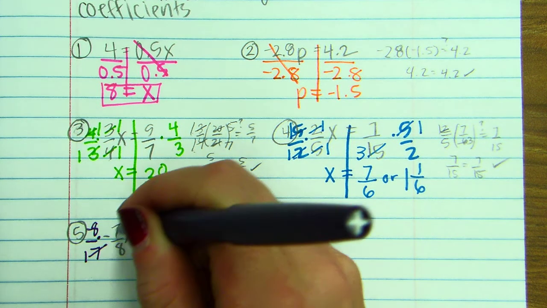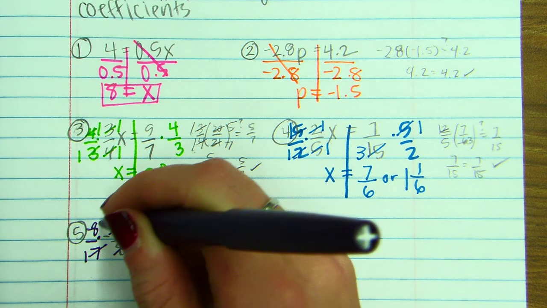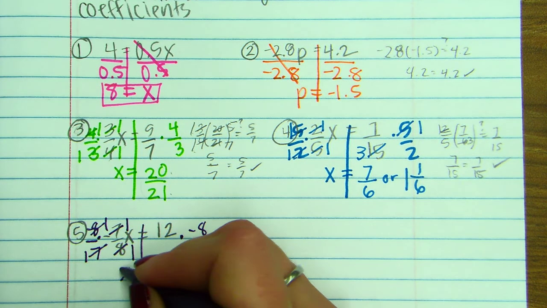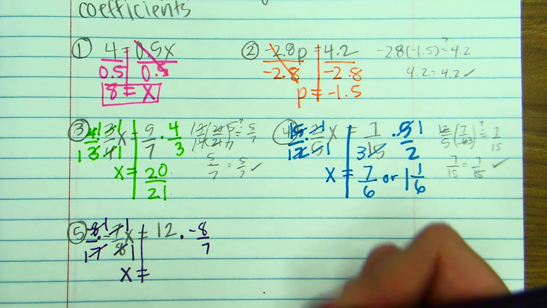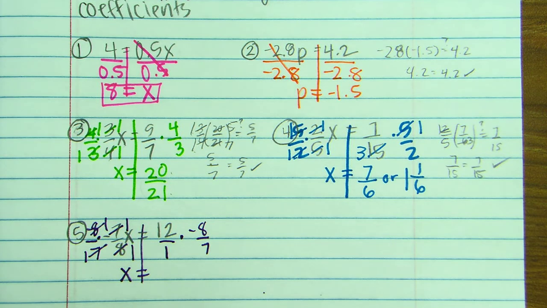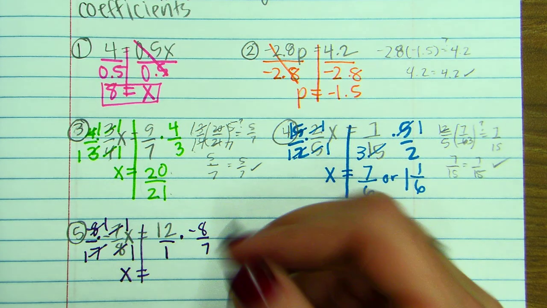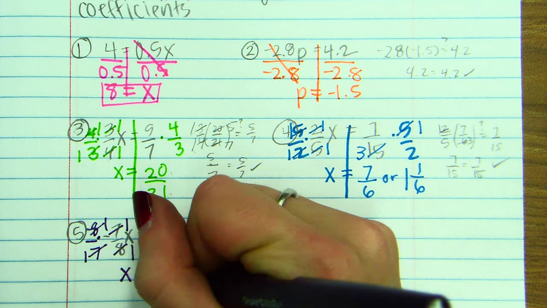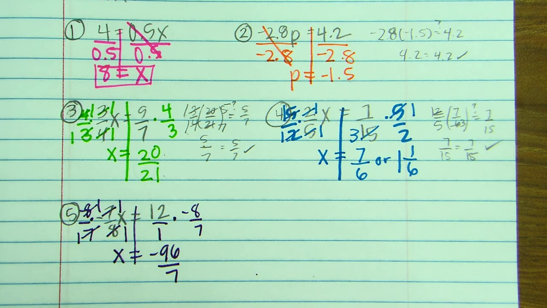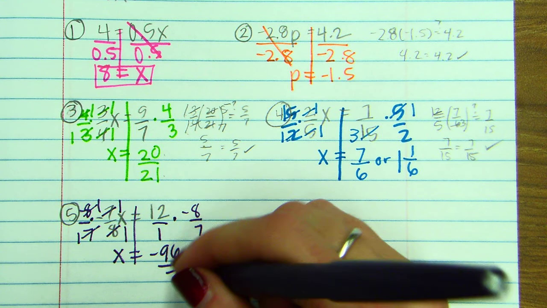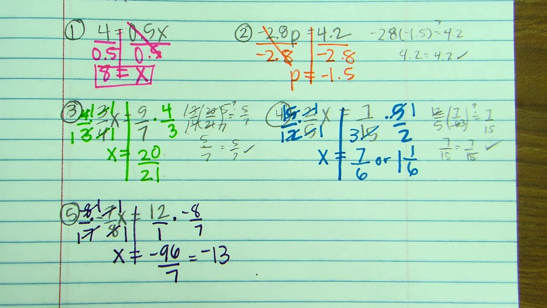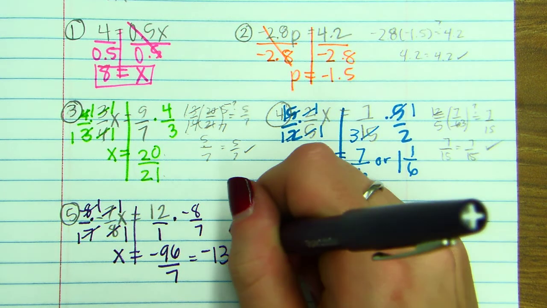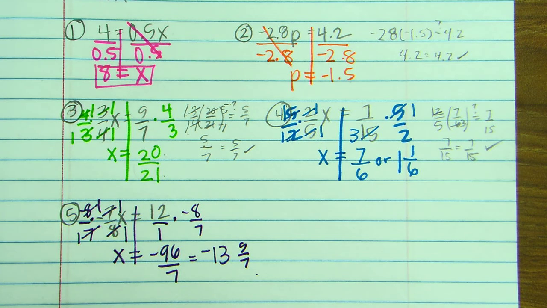7 divided by 7 is 1, 7 divided by 7 is 1. 8 goes in here one time and in here one time, so I have positive 1x, because a negative times a negative is a positive, equals, I need to turn the 12 into a fraction, so I'll put it over 1. 12 times negative 8 is negative 96. 1 times 7 is 7. I can't reduce that, but I can say that 7 goes into negative 96 negative 13 times, with 5 left over. So it would be negative 13 and 5/7.